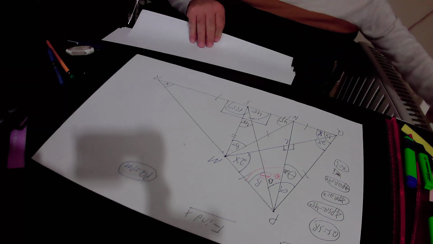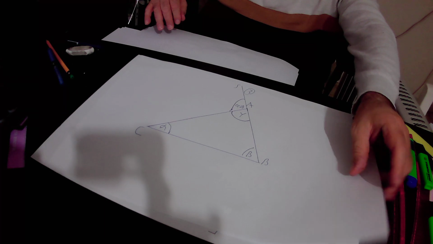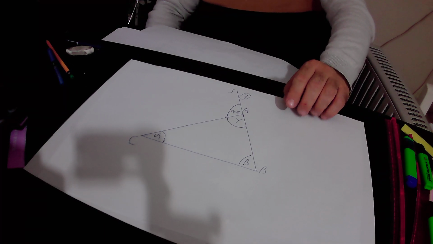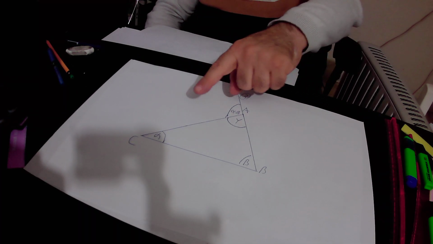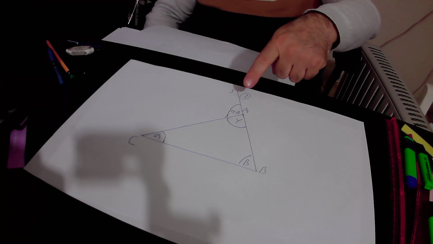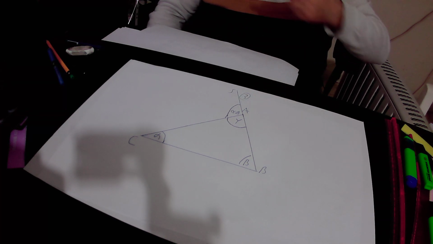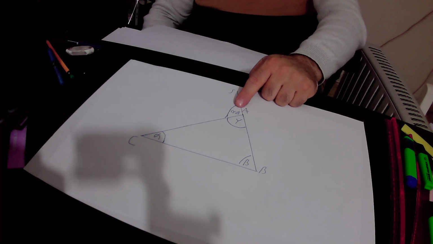What is the meaning of rule number 4? The meaning of rule number 4 is that if we have a triangle ABC, and inside triangle ABC we have angles alpha, beta and gamma, then this angle, angle SAC, is an exterior angle of triangle ABC. What is the value of this exterior angle of triangle ABC?